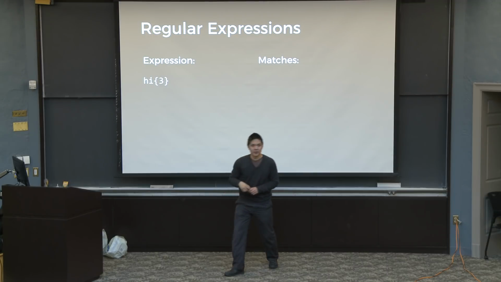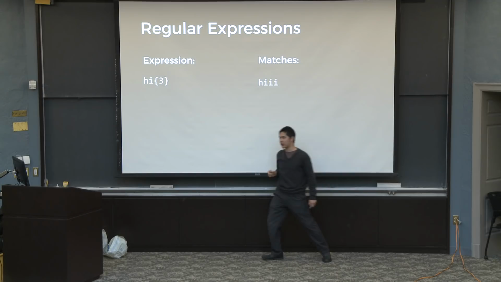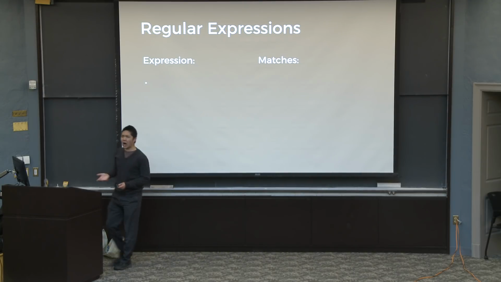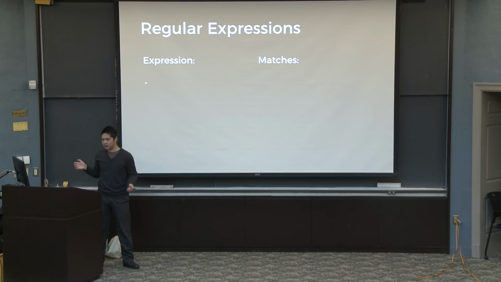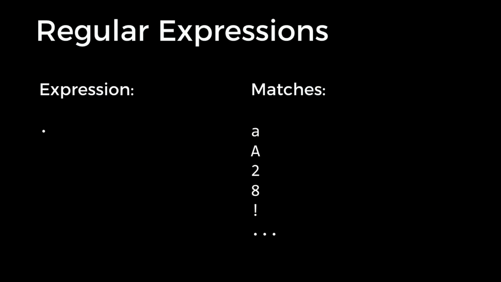All right, I'll show you a couple more things that might come in handy. Hi, the i curly brace 3 means exactly 3 of those things. So it will only match this, hiii, exactly 3 of those. The dot matches any character. So it could match a letter, a capital letter, it could match a number or another number, it could match an exclamation point or other punctuation symbol, or any other character that you can type. The dot will match just that character.